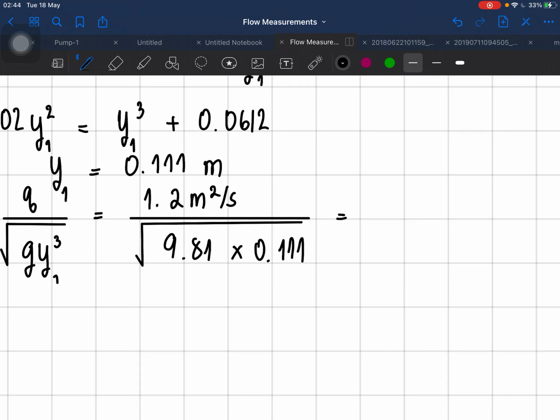Okay, so now let's go back to what we're studying. 1.2 over square root of 9.81 times 0.111 to the power 3, the 0.111 cubed. The answer is 1. Oh, I forgot, this one is squared.